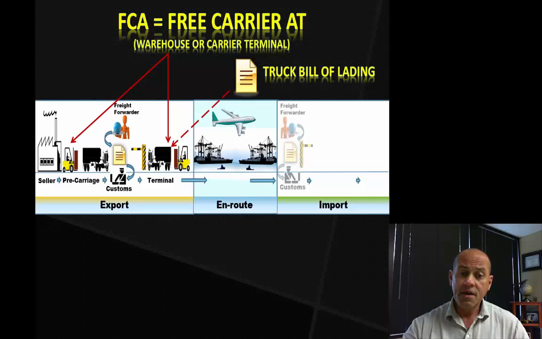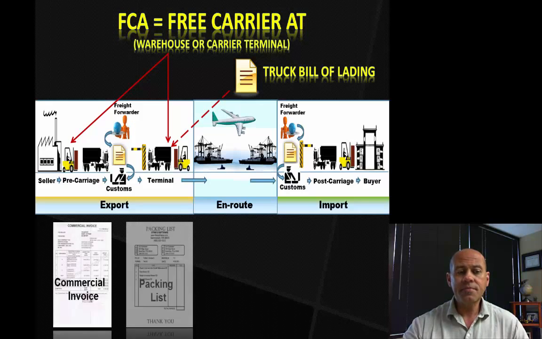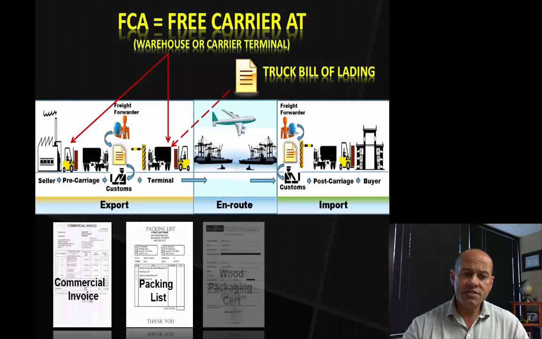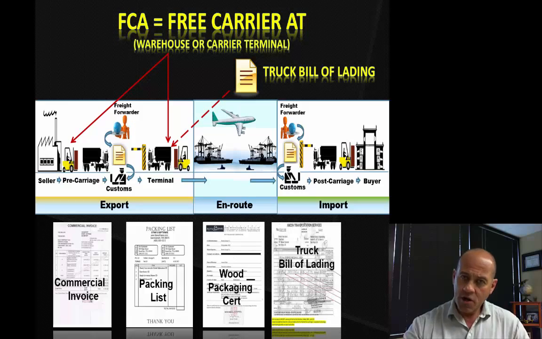Again, the buyer now is responsible for the transportation of the goods, whether it's air or ocean, to clear the goods through customs, pay for any of the freight forwarding fees associated with the destination costs, pay for the inland carriage. We refer to this as either post-carriage or in Incoterms on carriage, which is the ultimate delivery and offloading to the buyer. And again, we have a commercial invoice, packing list, wood packaging certificate, and truck bill of lading.